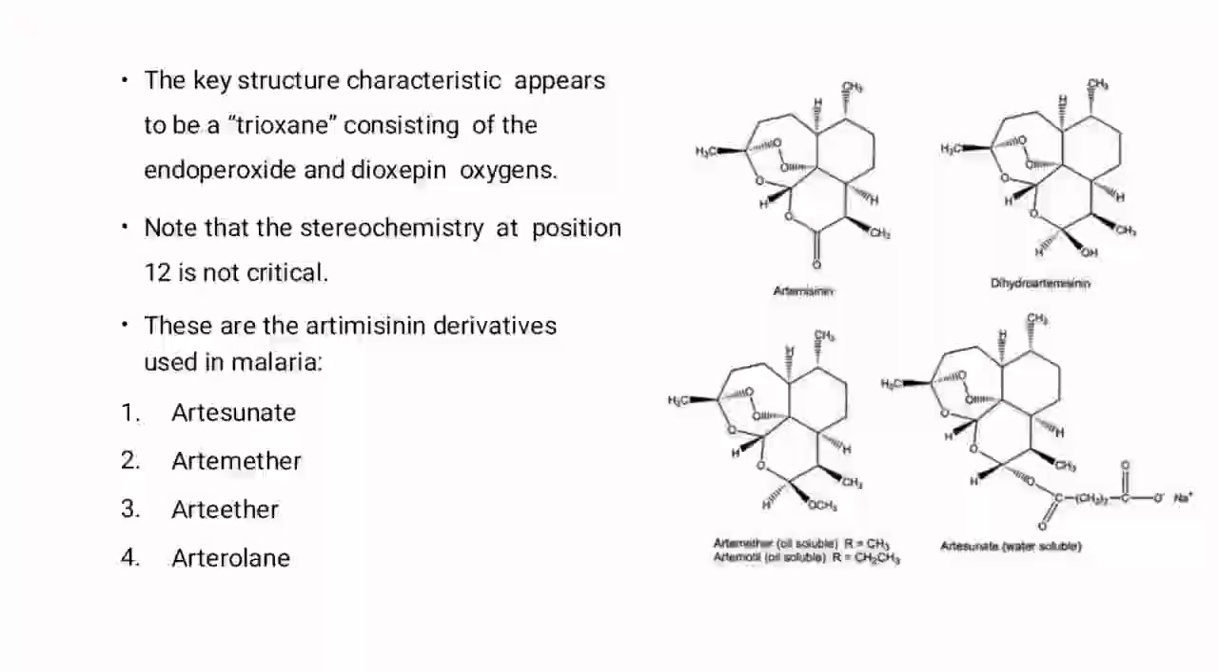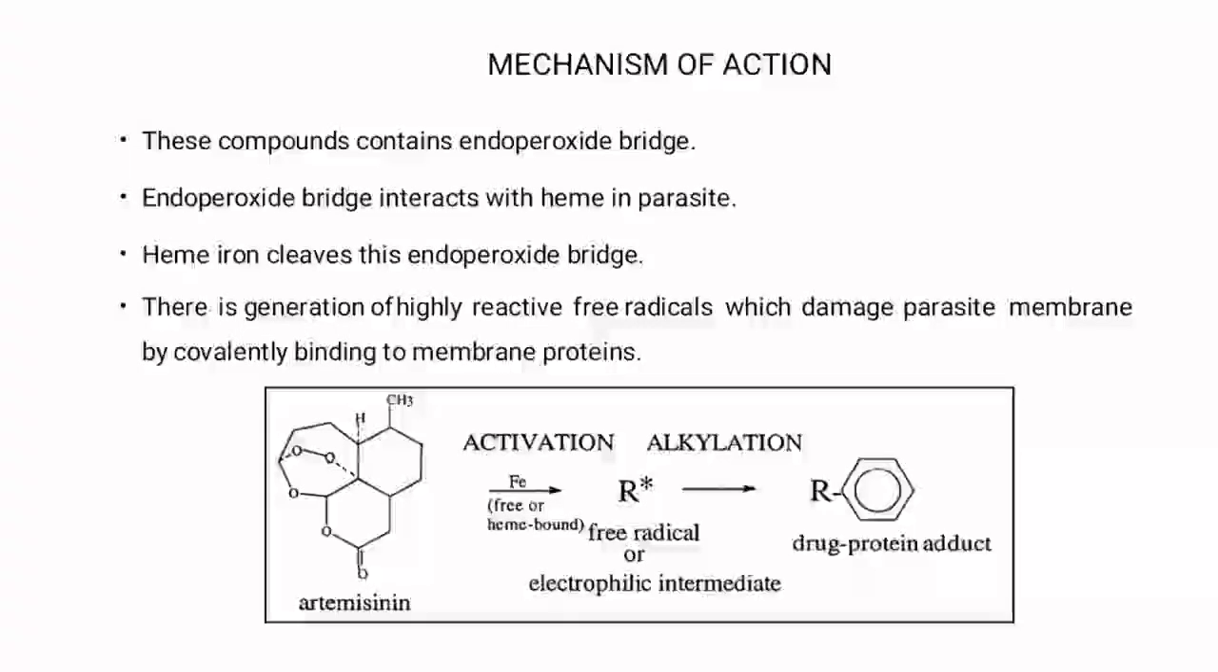The key structural characteristic appears to be the trioxane, consisting of the endoperoxide and dioxane oxygens. Stereochemistry at position 12 is not critical in the structure of artemisinin. There are artemisinin derivatives used in malaria like artesunate, artemether, arteether, and artelinate.